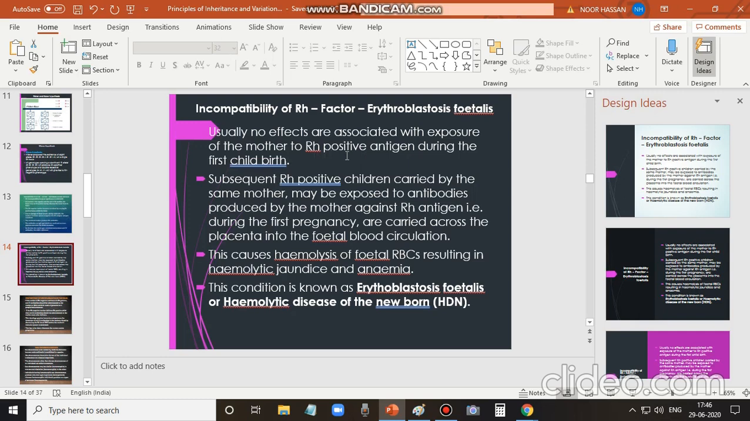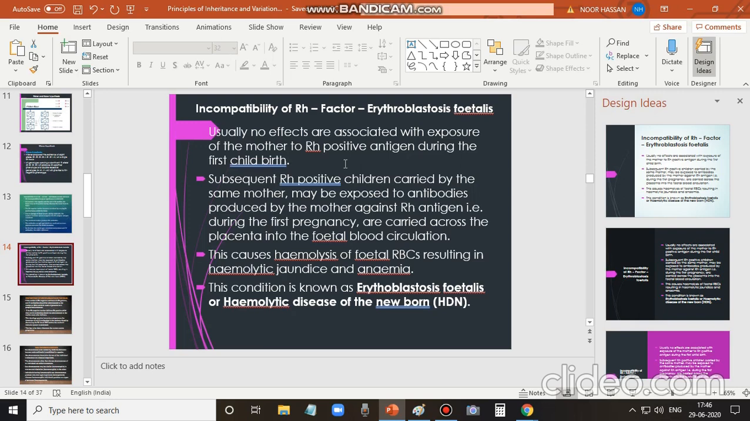So antibodies are produced, but before the antibodies produced by the mother enter the blood circulation, the child is delivered. So nothing happens during the first pregnancy or first delivery.